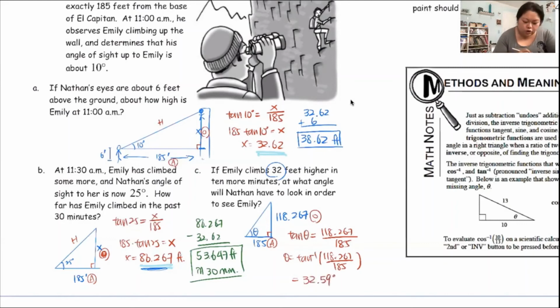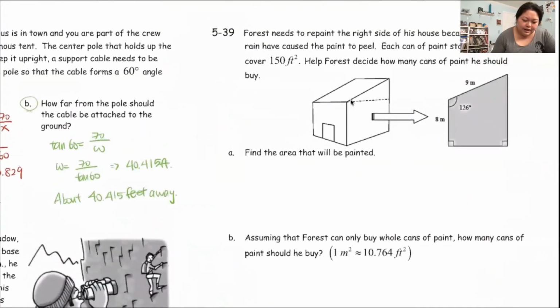All right. So what angle is he looking at? He's now looking at her at an angle of 32.59 degrees. So a lot more, right? He started at 10 degrees and then 25 degrees, now 32 degrees. So 3 times more than what he was looking at before. Okay. All right. Last problem here.